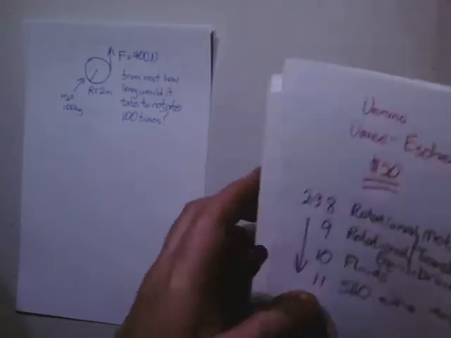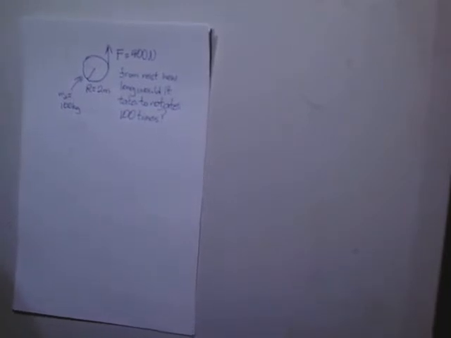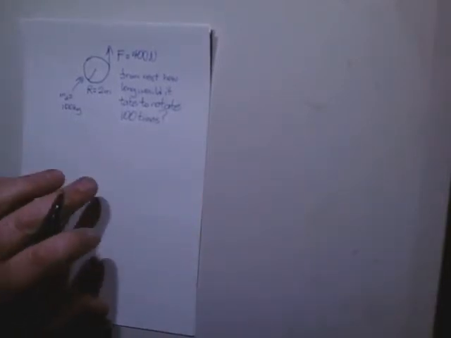You have a disc. The mass of the disc is 100 kilograms. The radius of the disc is 2 meters. If the force is 400 newtons, from rest, how long would it take to rotate 100 times? It's a rotational motion problem.